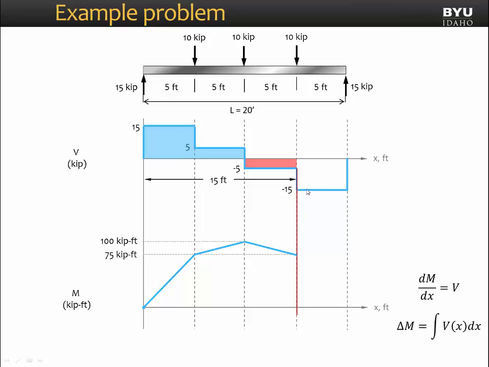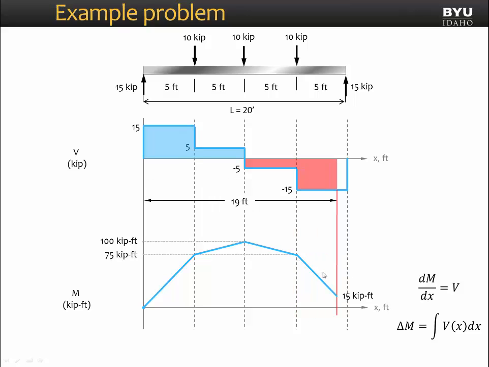Here we see then an abrupt change again in our shear diagram. We now have a slope of -15 kips. So we'll see a steeper negative slope in our moment diagram. And if we did it correctly, we will end at 0. And here is our moment diagram. It has a maximum of 100 kip feet. Notice that the maximum moment corresponds to the point of 0 shear in our shear diagram.